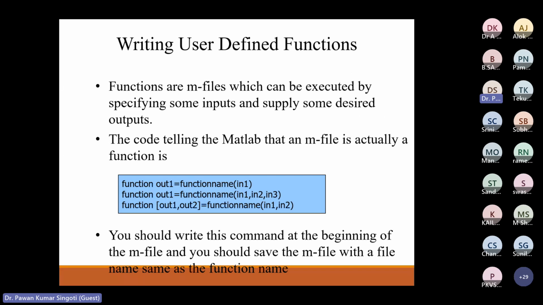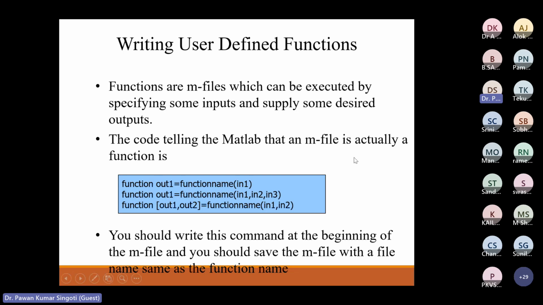Writing user-defined functions: function name, input 1, input 2, input 3. From three inputs you can take one output, or with function name, input 1, input 2, you can take two outputs, depending on the code. The code tells MATLAB that an M file is actually a function of single input, triple input, or multiple inputs, with single or multiple outputs.